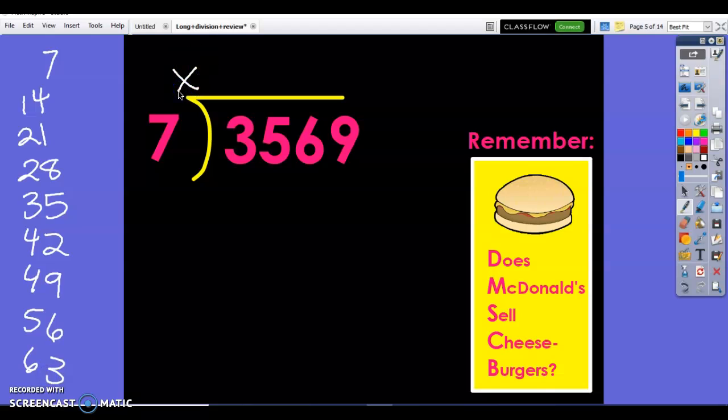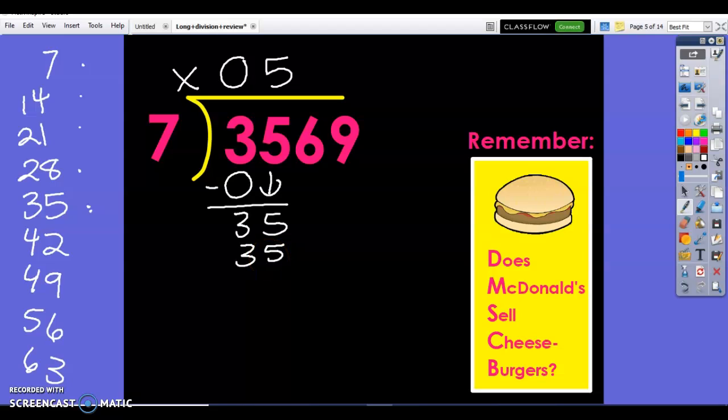We're going to start with the first one. Does McDonald's Sell Cheeseburgers? Go through your steps. 7 can't divide into 3, so 0. 7 times 0 is 0. Subtract. 3, bring it on down. 35. Oh, 7 divides into 35 evenly. Count it: 1, 2, 3, 4, 5. We have our 5 up top. 7 times 5 is 35.